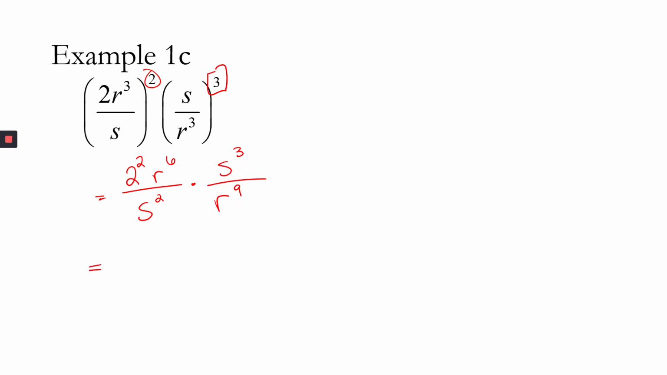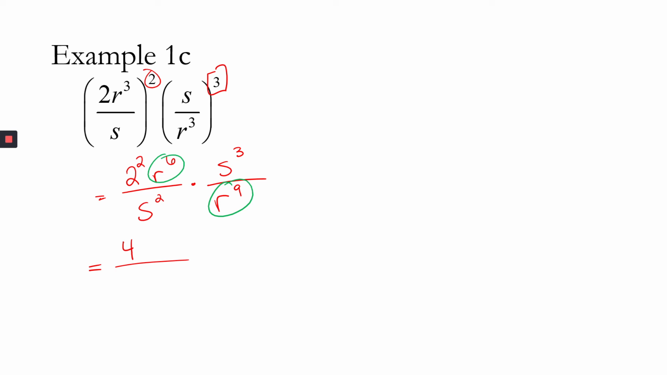Now if you'll notice, we have a numerator and denominator on this fraction. I'm first going to deal with the real number, 2 squared. That's just going to give us 4. Now we're going to focus on the r's first. I've got r to the 6th on the top and then r to the 9th on the bottom. Now we talked about using the quotient rule, and we said we're going to subtract. So 6 minus 9 gives us -3.